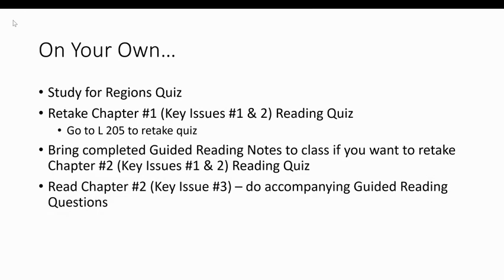Okay, and then your reading for the week, don't forget to do Chapter 2 Key Issue number 3, do the accompanying guided reading questions, and then that really should be it. Okay, if you have any questions, please email me.